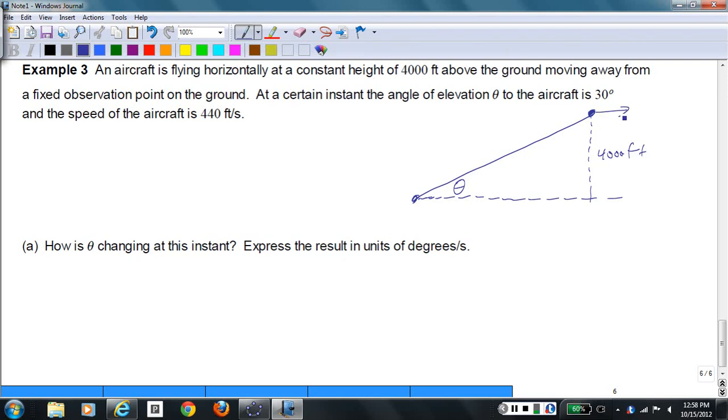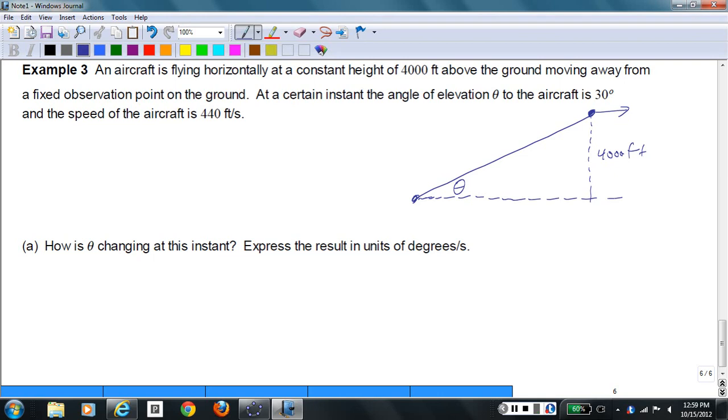At a certain instant, the angle is 30, and the speed of the aircraft is 440 feet per second. I like to think in terms of feet per second rather than miles per hour because I was given the height in terms of feet, so keep the units consistent. How is theta changing at this instant? Express the result in units of degrees per second.